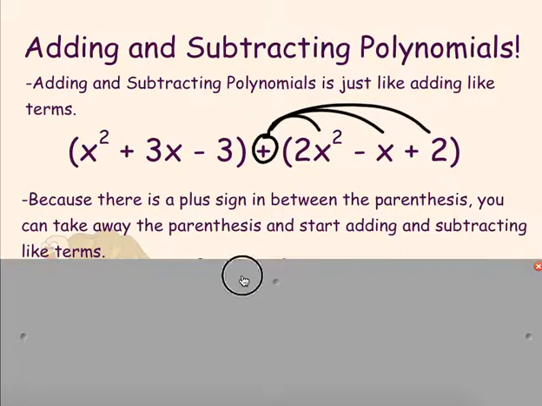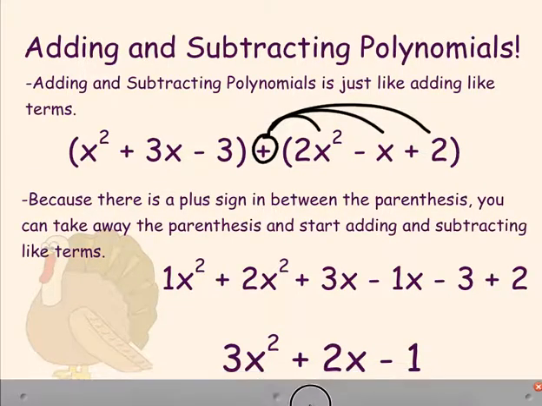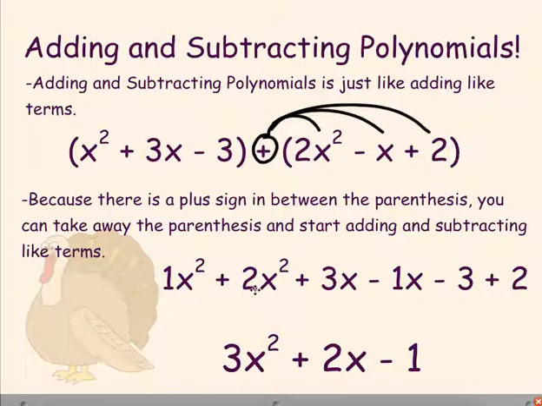There's a couple ways to do this. The first way is to lump together all of the like terms, so x squared and 2x squared. We can put those together using the commutative property to move them. We can move 3x and negative x together, and negative 3 and 2 together, so that we can combine them to say 1x squared plus 2x squared is 3x squared. We get 2x minus 1.